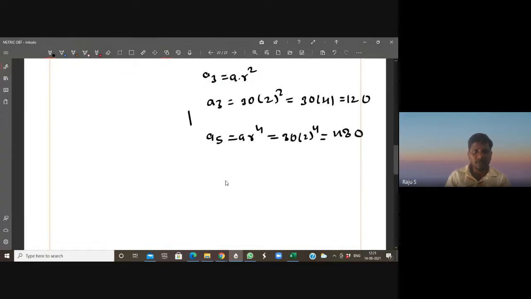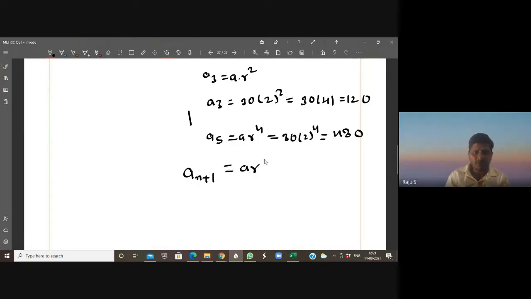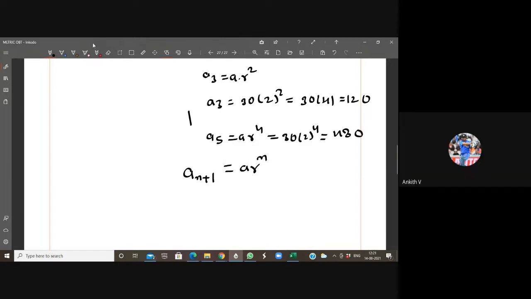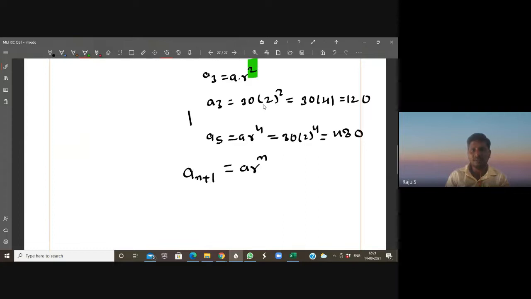Then what about the end of the nth hour? A is 30, into 2 to the power of... AR power n minus 1, or AR power n? Sir, it is n plus 1. See, the end of the second hour is A3, the end of the fourth hour is A5, so the end of the nth hour is A n plus 1. We know the A value, we know the R value, whole power n, and this is the answer. That's it.